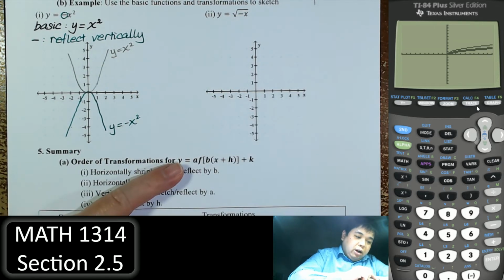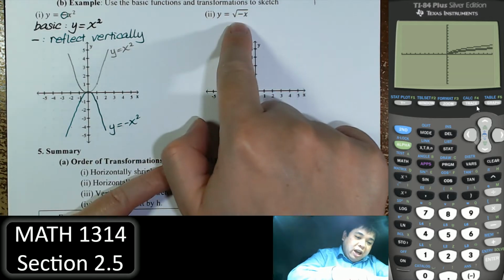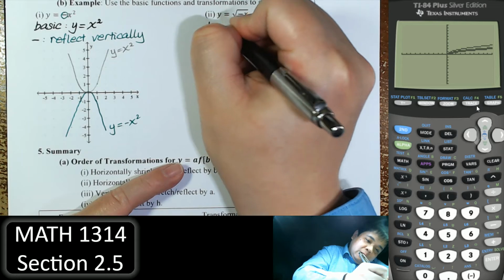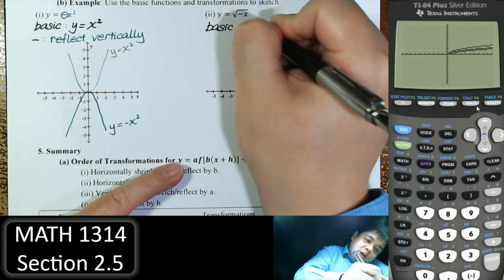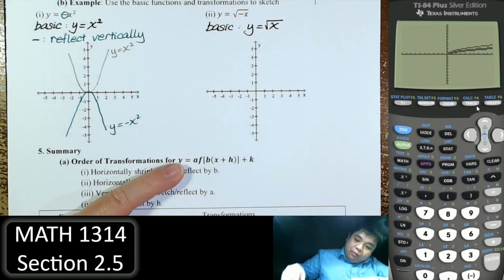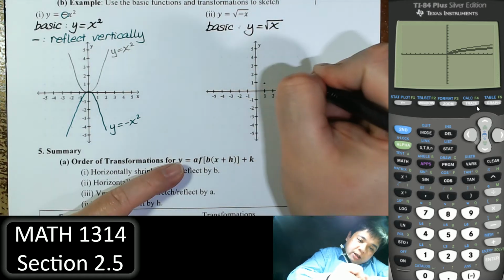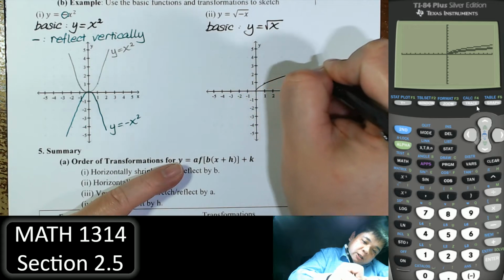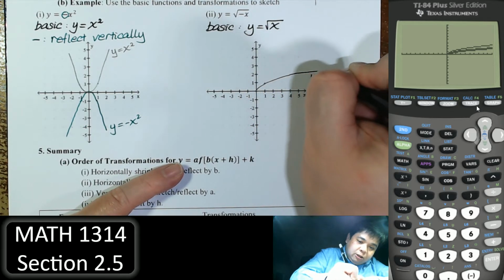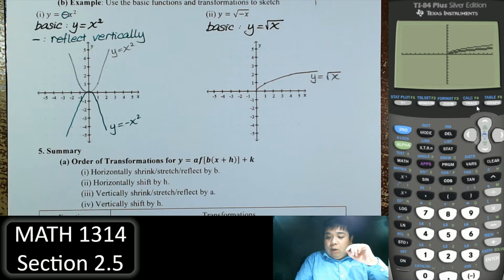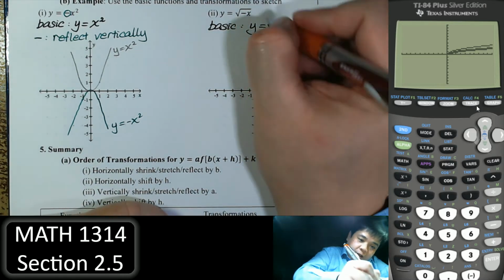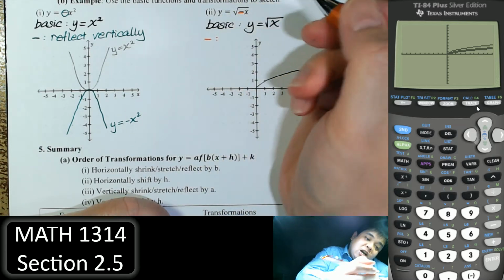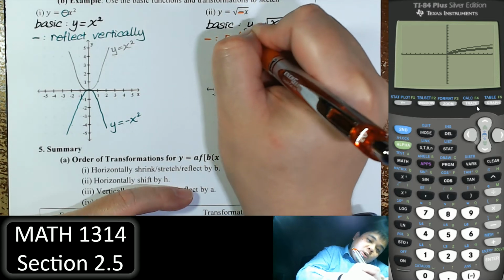Next one. So the next one we have is square root. So the basic one is y equal to square root of x. So we have the basic function, and then we'll throw in the negative. Since it is inside the square root, it will reflect horizontally.